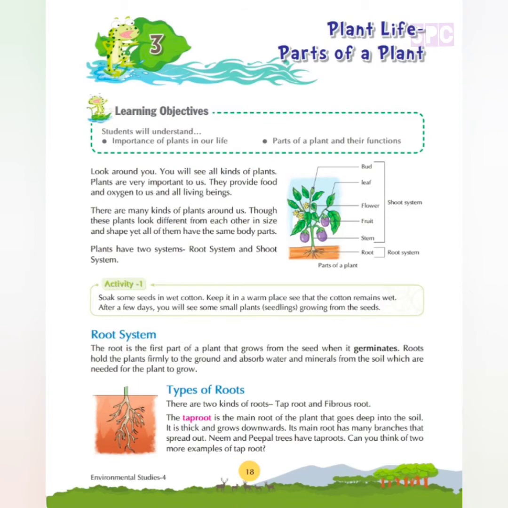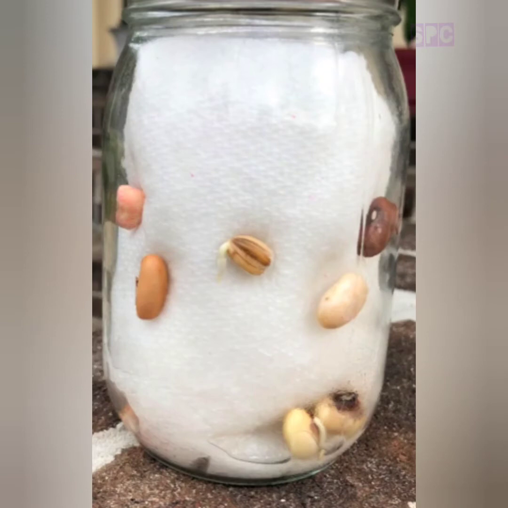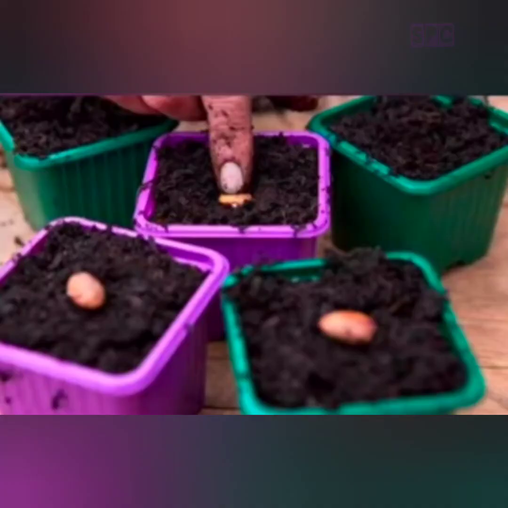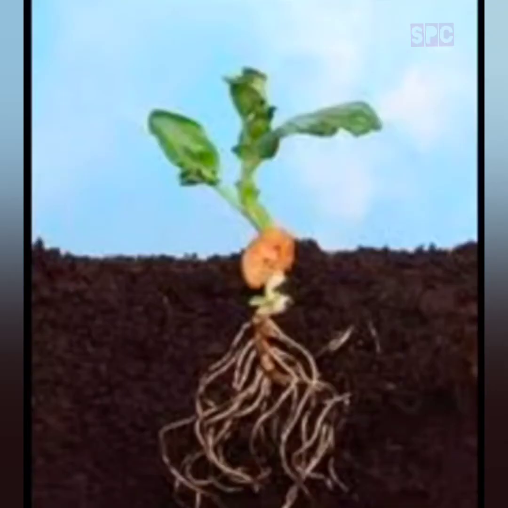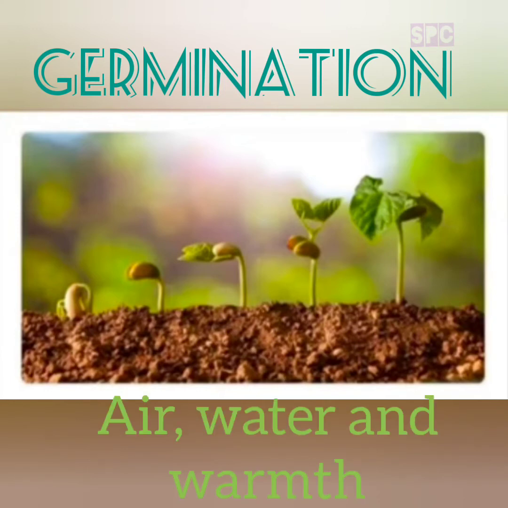Children, before starting this activity, soak your seeds overnight in water. This will sort of wake up your seeds for the germination process. Place the seeds on a wet cotton and keep it in a warm place. After 2 to 3 days, you will observe that a root pops out of the seed. If you sow this seed into the soil, it will grow into a new plant. So, children, the process by which a seed grows into a new plant or seedling is called germination. The seed grows into a new plant only if it gets sufficient amount of air, water and warmth or sunlight.